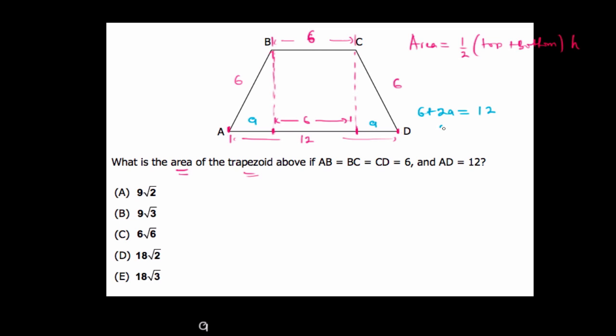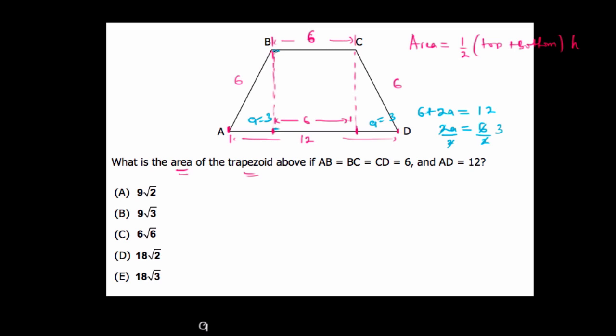So to solve for 2A, you subtract 6 from both sides, so you have 6, and then you divide both sides by 2. So what you have here is going to be 3. So your A is 3. So why did I do this? The reason I did this was because I need to find the height.